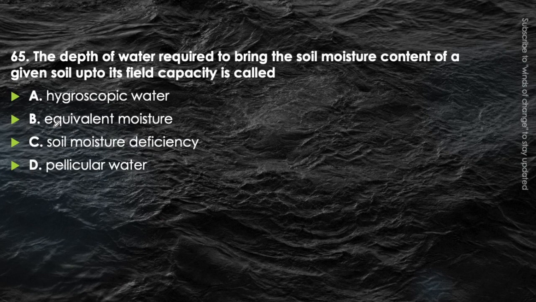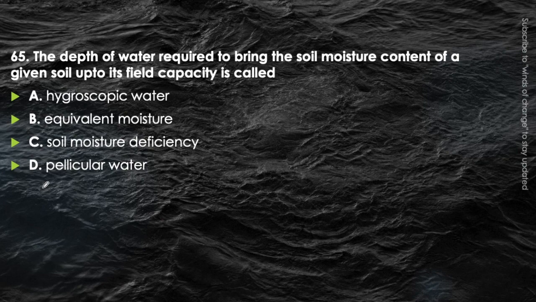Next question: the depth of water required to bring the soil moisture content of a given soil up to its field capacity is called: hygroscopic water, equivalent moisture, soil moisture deficiency, or pellicular water? Just think about it.